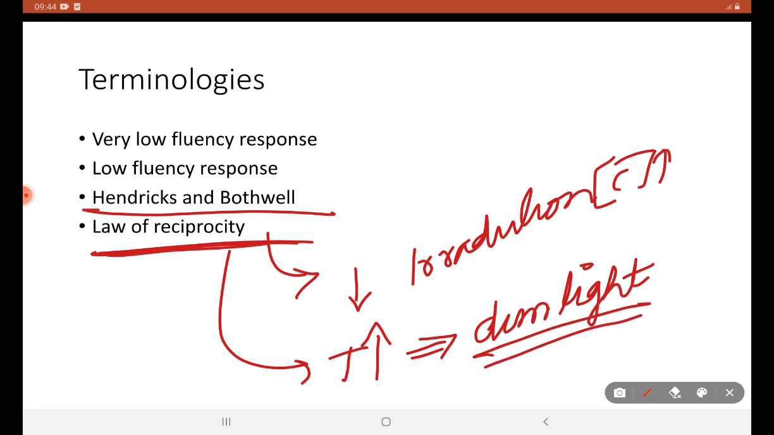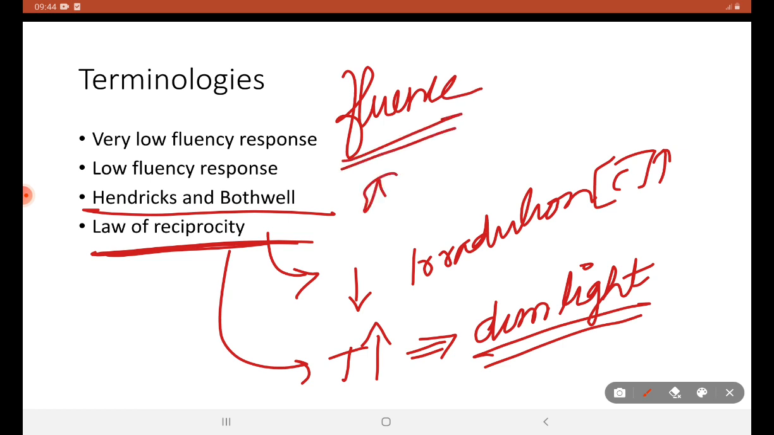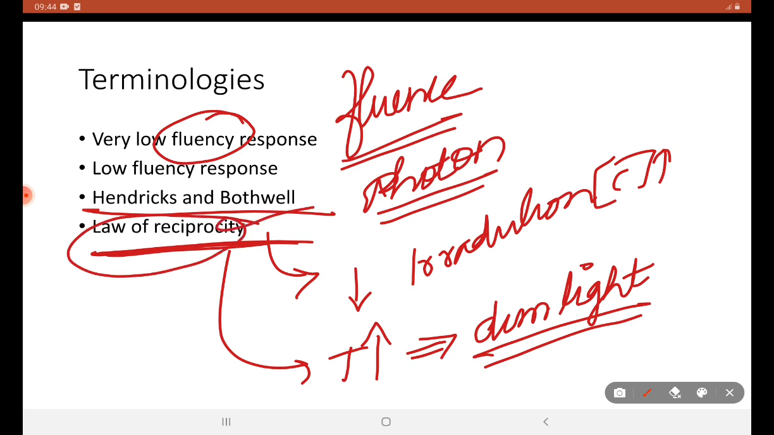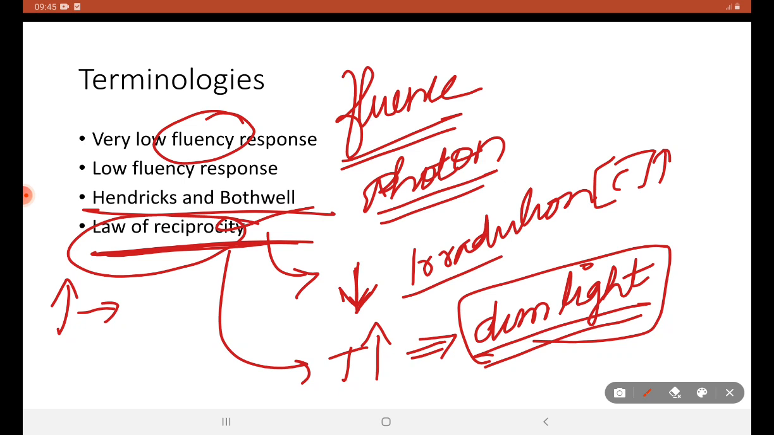This is fluence. Because phytochrome is photon-induced signaling, we are duty bound to understand fluence and the law of reciprocity. If the time is high, a response is given even in dim light. At low time exposure, the radiation of light should be at very high concentration to get a desirable response from phytochrome. This is the overall idea of phytochrome.